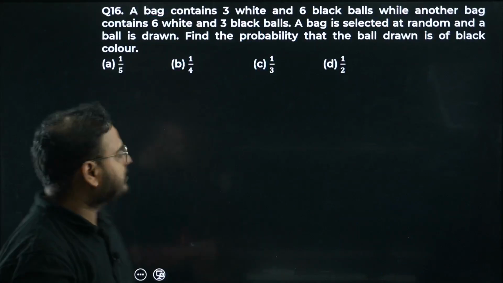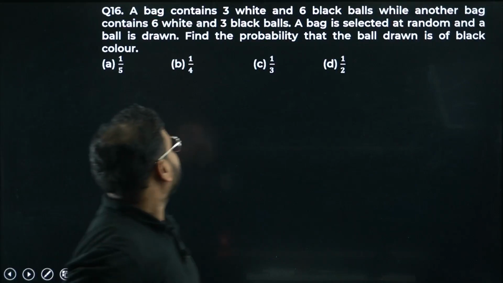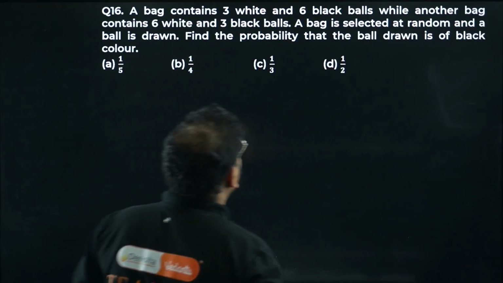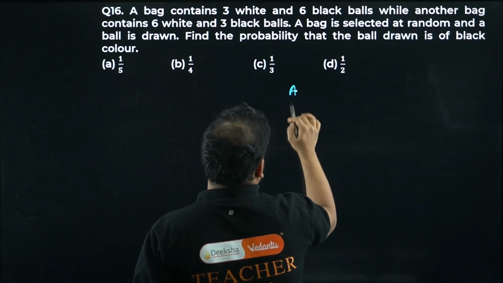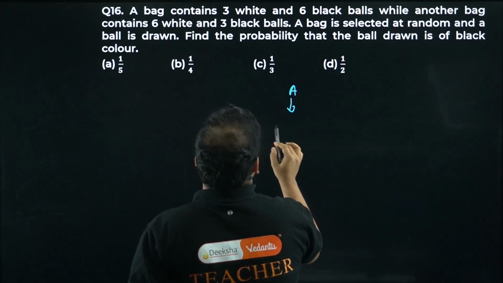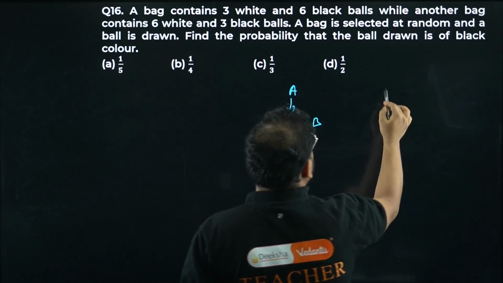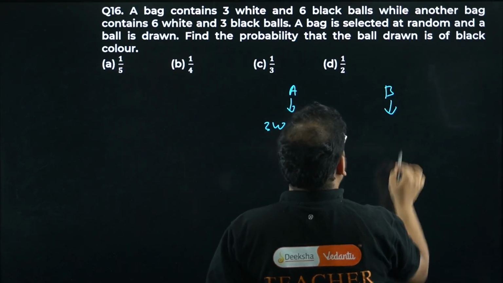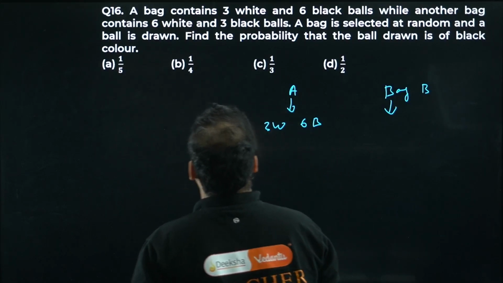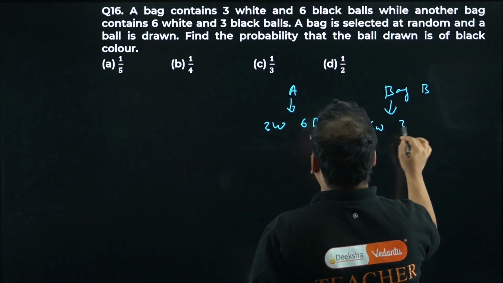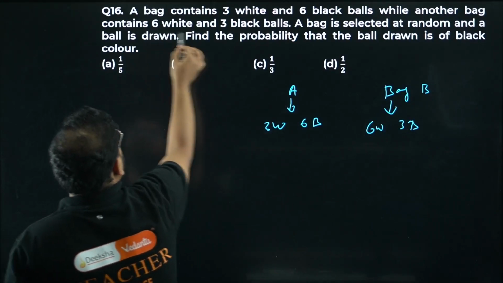I hope you have seen the problem. Please check. Yeah, 16 now. A bag contains 3 white and 6 black balls, while another bag contains, okay, bag A has 3 white and 6 black balls, and bag B has 6 whites and 3 black balls.